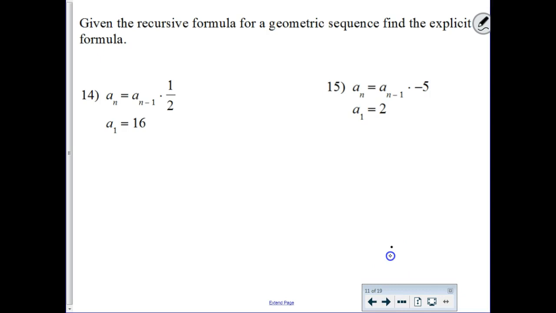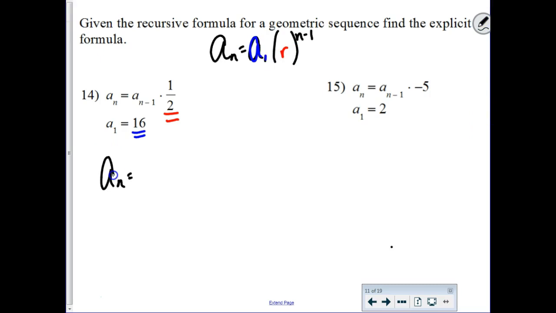Here, they're giving you a recursive formula, and then they want you to figure out the explicit formula. If you think about the explicit formula, all you really need to know is the first term and the common ratio. We know the first term because they're going to flat out tell you the first term. And if you look carefully, you're staring at the common ratio. Do you see it? Boom, right there. It says multiply every previous term by 1/2. So I think we're done.